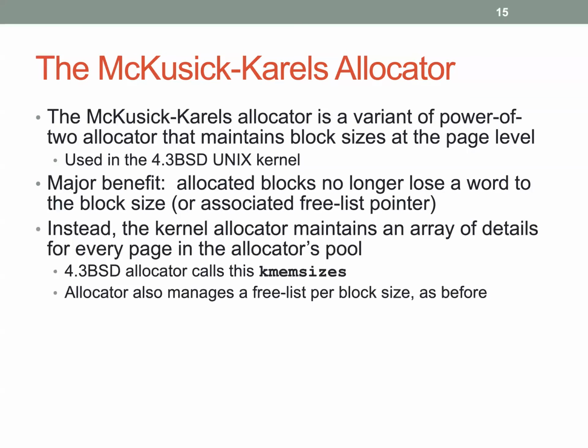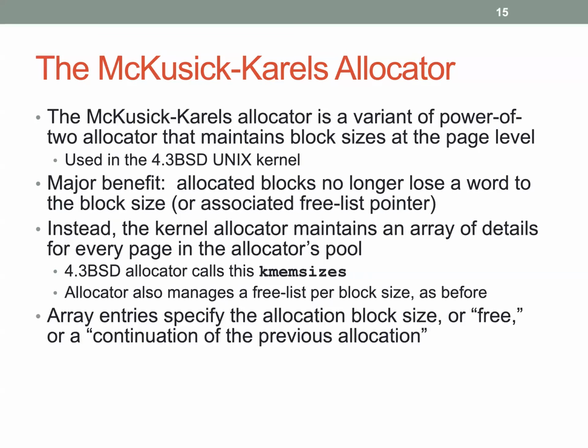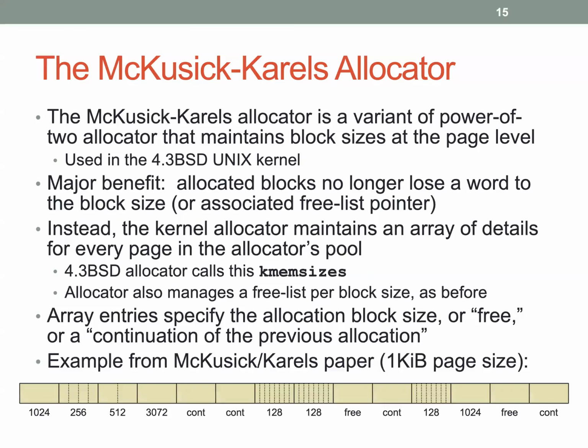And so we have this array of details. 4.3BSD would call this kmemsizes. This was an external array with one element per virtual memory page that records: is it free? Is it allocated? If it is, what's the block size? And then there was one additional detail stored as well: block size or free, or this is a multi-page allocation, so this allocation is a continuation from a previous virtual memory page.